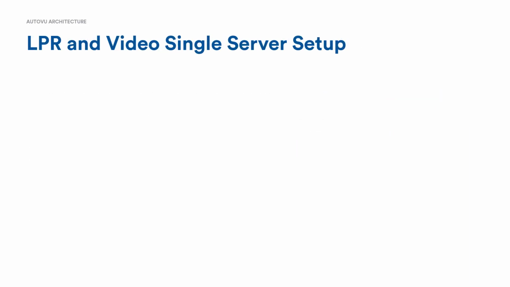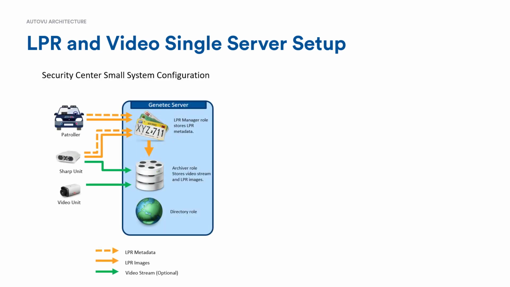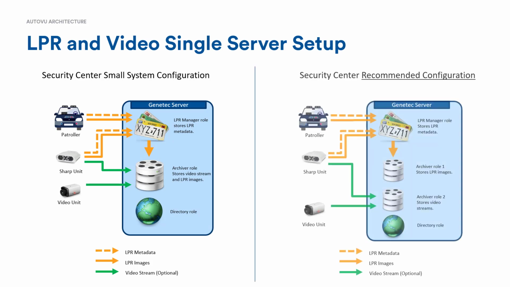In a small single-server system, everything runs on one server: the directory, archiver, and LPR manager. But for stability and performance reasons, we recommend creating two archiver roles within that single server and using one archiver for video recordings and the other archiver for license plate images.